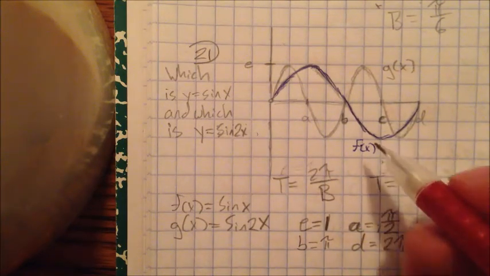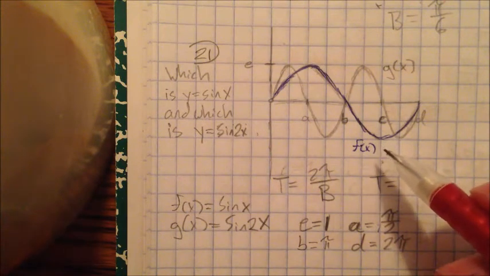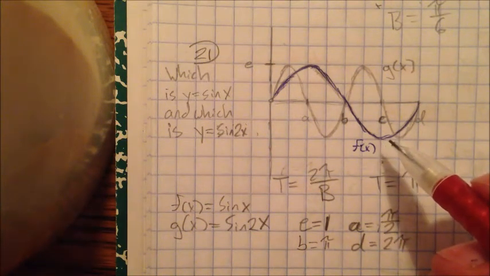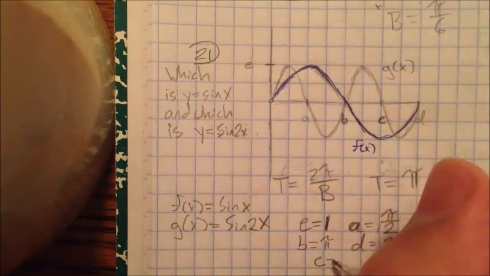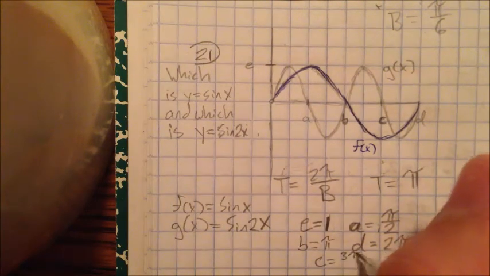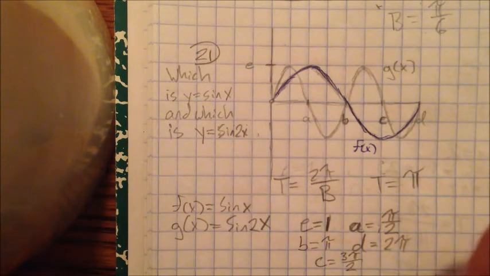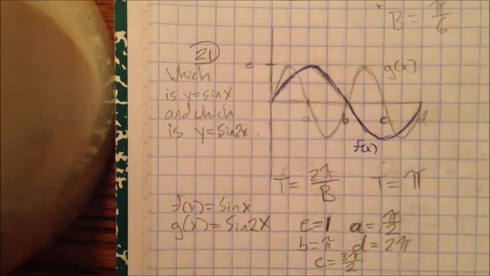And when is the sine of x equal to -1? Well, it's equal to -1 at 3 pi over 2. Awesome. And that is number 21.